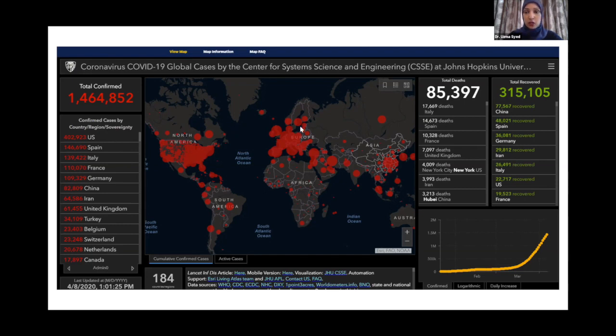So, we had surpassed essentially China's numbers quite a while ago. And we're expecting for our numbers to continue to rise. And we're hoping that our mitigation strategies will help curtail that a little bit. And we've seen that starting to happen in Europe a little bit. If you look at the total number of deaths worldwide, it's listed as 85,000. But to look at something positive, the total number of people that have recovered is over 300,000.